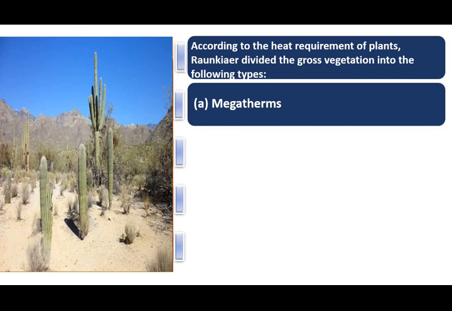First one, the megatherms. These are the plants of warm habitat, which require high degree of heat throughout the year because they have modified themselves to sustain the high temperature. They are found in areas with tropical climate, especially the desert plants, as you can see in this image here.